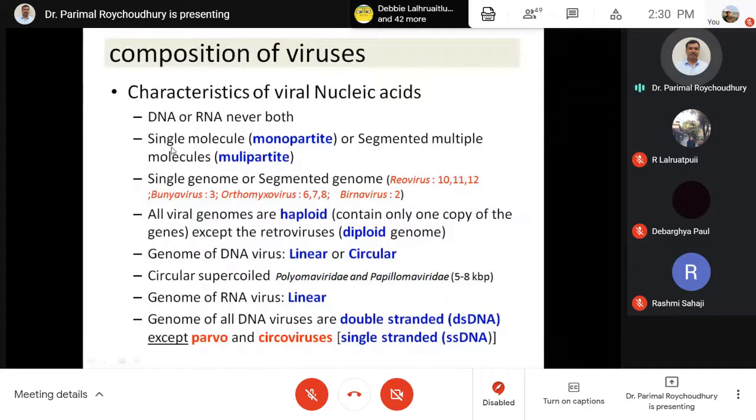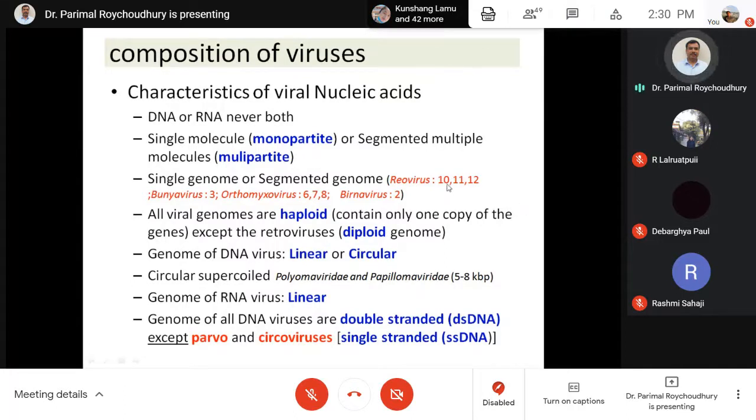So the viral nucleic acids, either DNA or RNA, may be a single molecule, which we call monopartite. All the genes are present in the single molecule. Or there are certain RNA viruses where the nucleic acid is multipartite or segmented. Of course, we don't have any segmented DNA virus, only among the RNA viruses. There are certain RNA viruses where the nucleic acid is segmented.